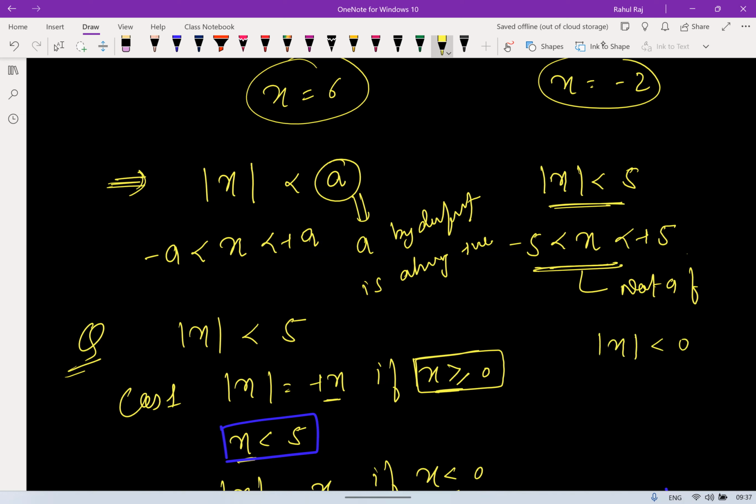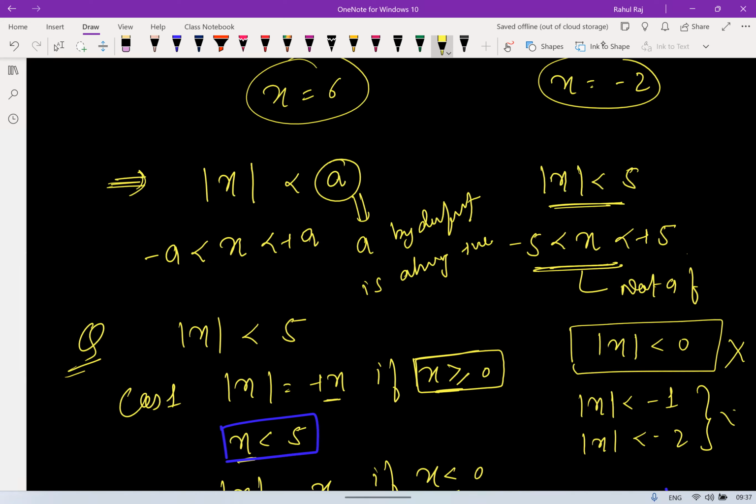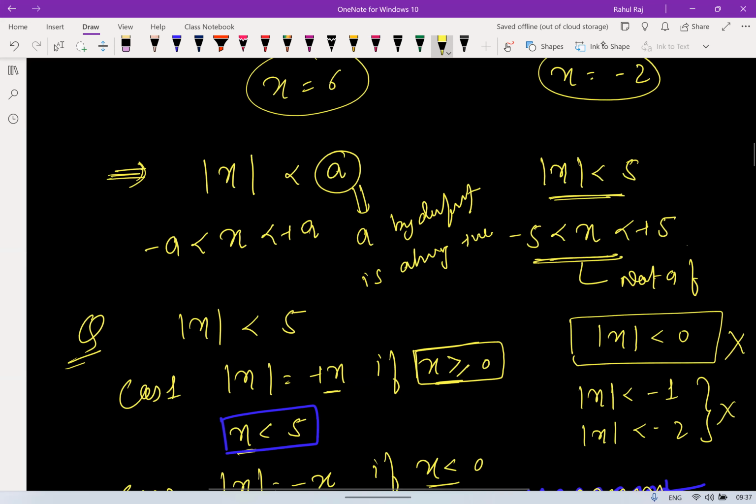there isn't a situation that exists in math where you say mod x is less than 0. Mod can never be negative. You cannot say mod x is less than -1. You cannot say mod x is less than -2. This is practically impossible in math. So when you say mod x less than a, by default a is positive.